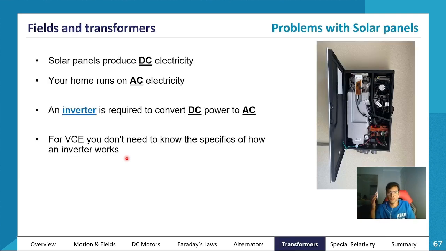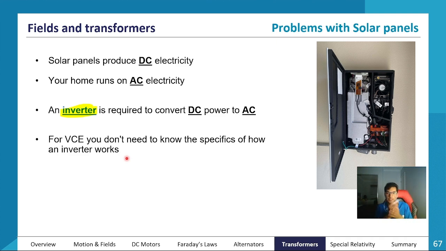The last thing about the new study design point for Unit 3 is this thing called an inverter. When you have solar panels at home, they will produce DC electricity, but the problem is your house runs on AC. So we need an inverter to convert DC electricity to AC.